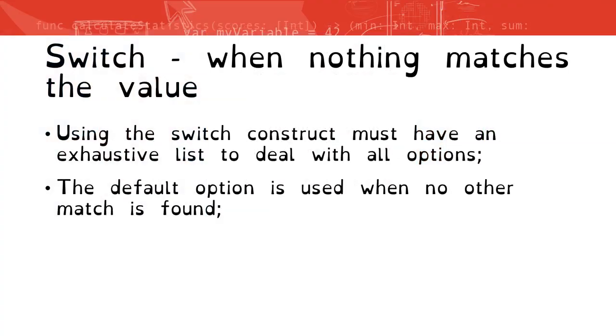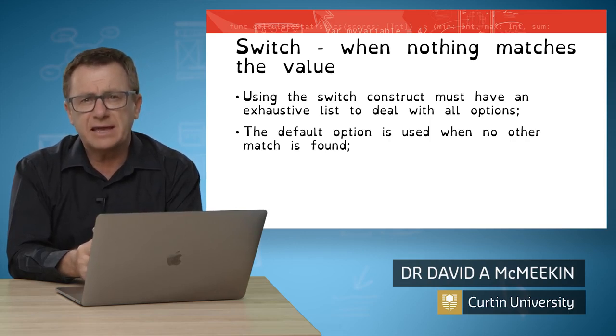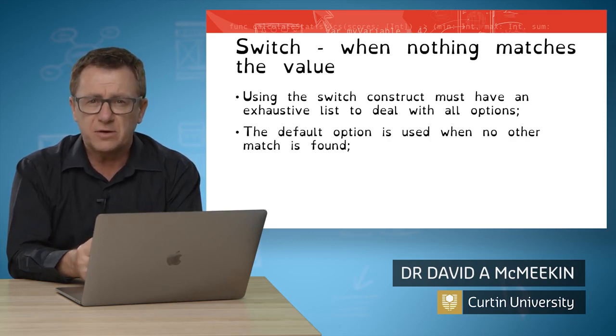It's extremely important with the switch statement that all possible outcomes are tested for. If we have a value that we don't test for, what will our program do when it gets to that point? The switch statement allows us to use, at the end, the default option. The default option pretty much means when all else fails, do this.